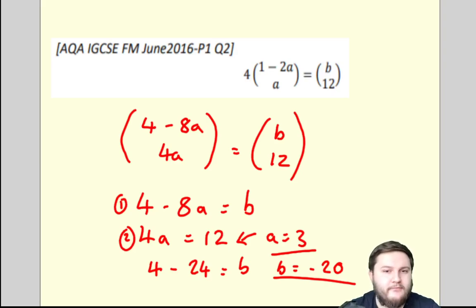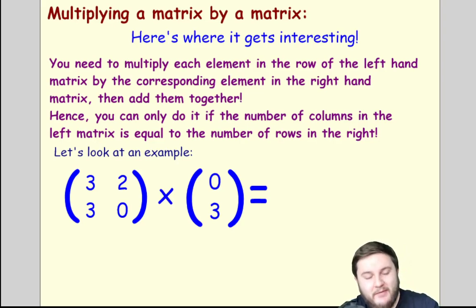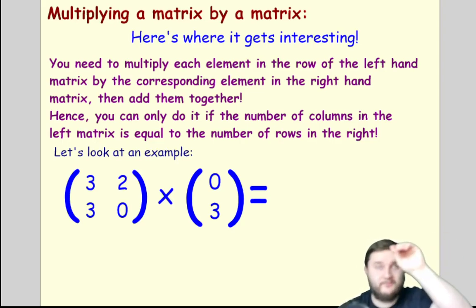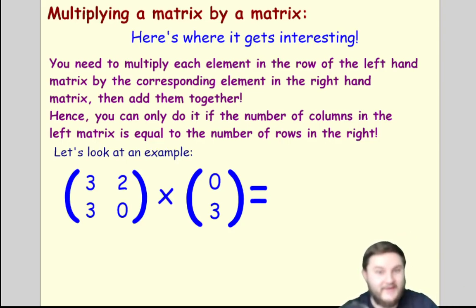So, multiplying a matrix by a matrix then. This is where it gets interesting. When you multiply a matrix by another matrix, you need to multiply every element in the row of the left-hand matrix with every element in the right-hand matrix column. That means you can only multiply matrices if the number of columns in the left-hand matrix is equal to the number of rows in the right-hand one.